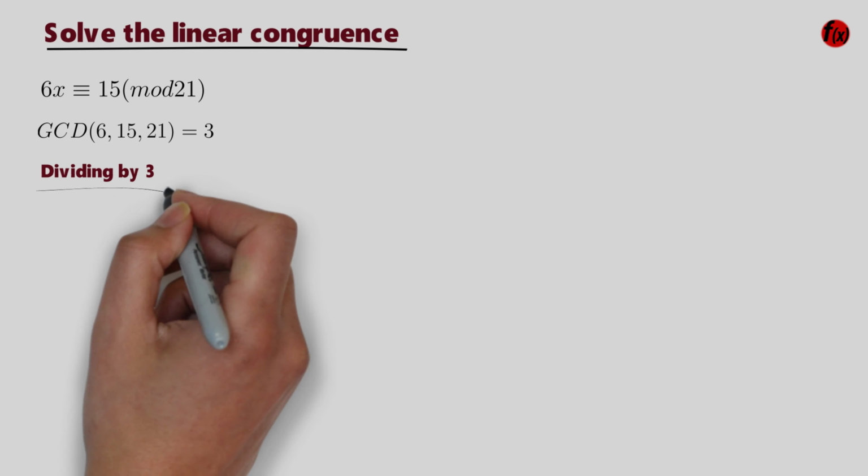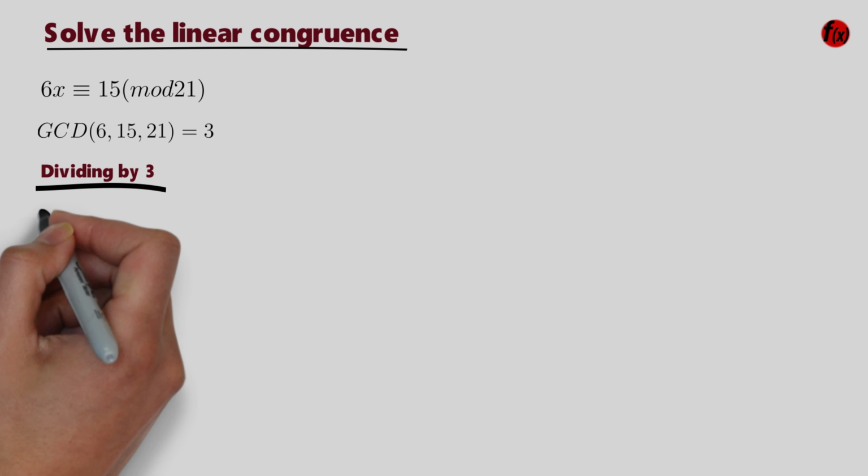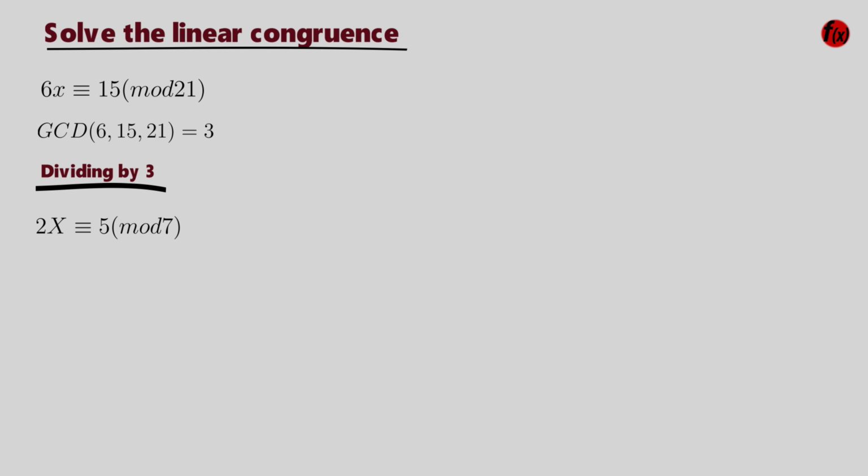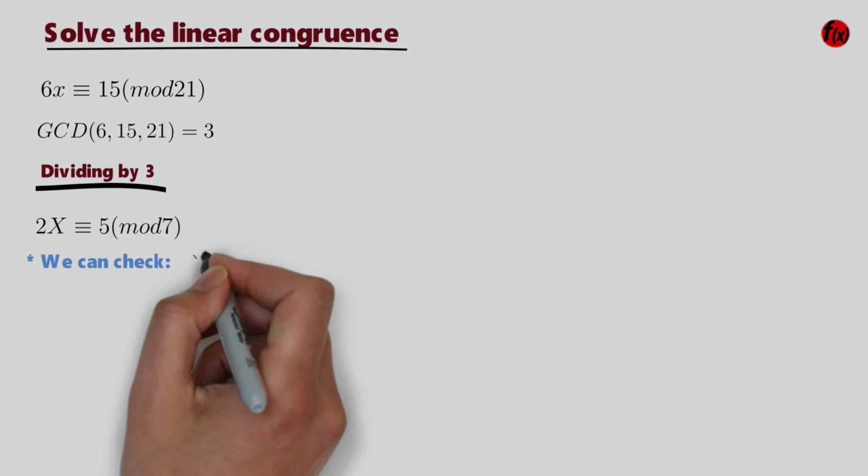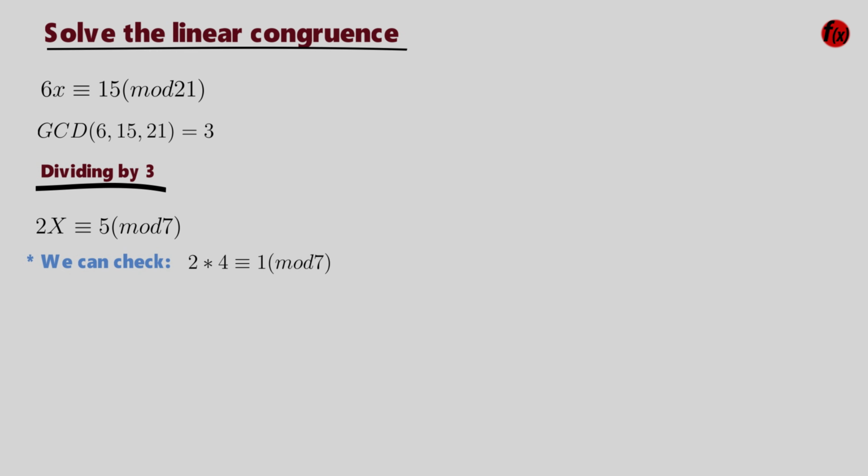Dividing the entire congruence by 3: 2x ≡ 5 (mod 7). To solve this, we need to find the modular multiplicative inverse of 2 mod 7. We can check: 2 times 4 ≡ 1 (mod 7). So the inverse of 2 is 4.